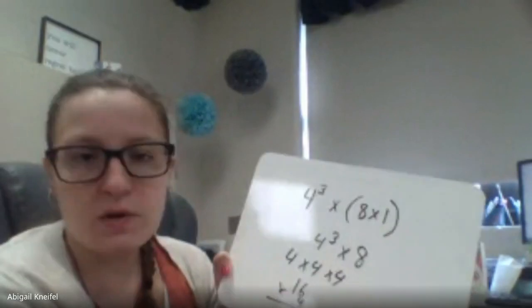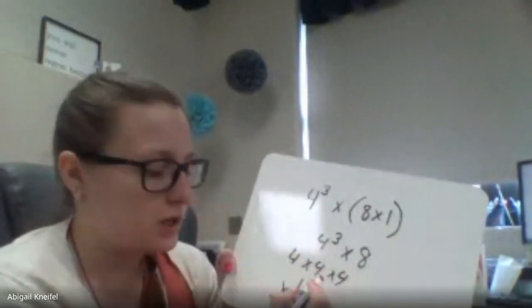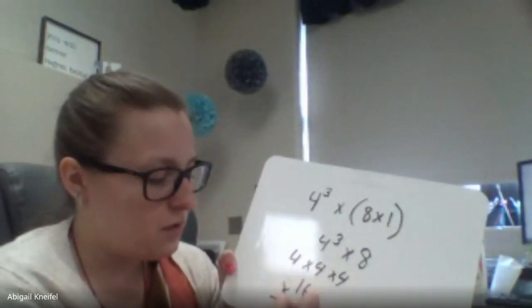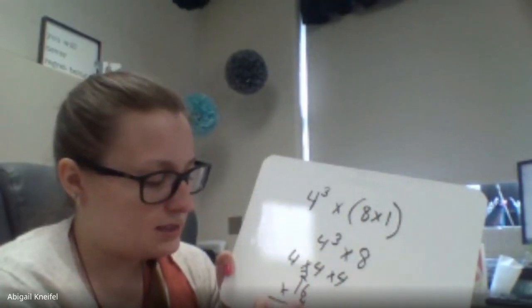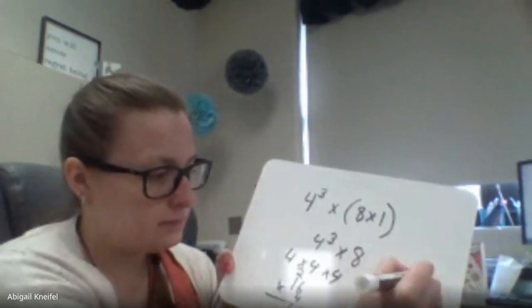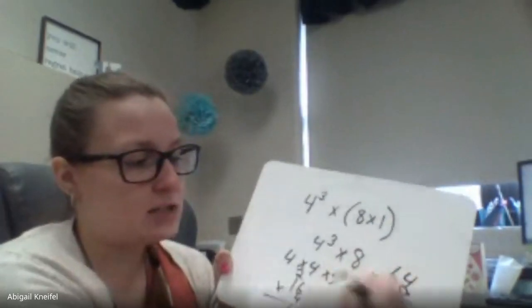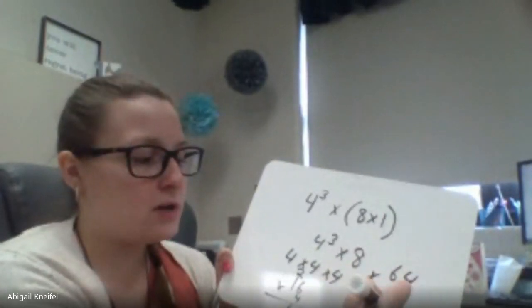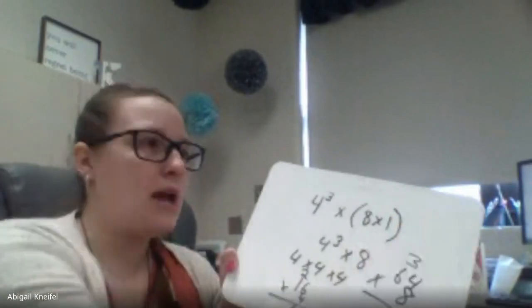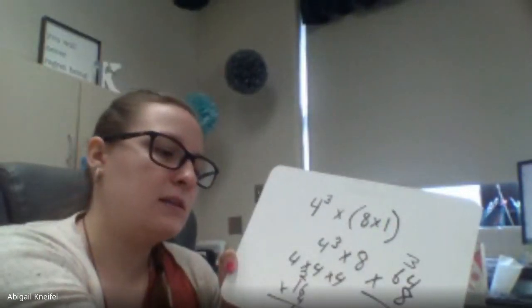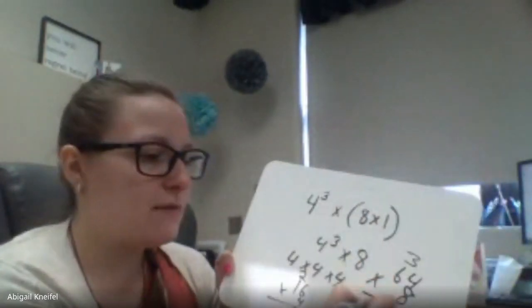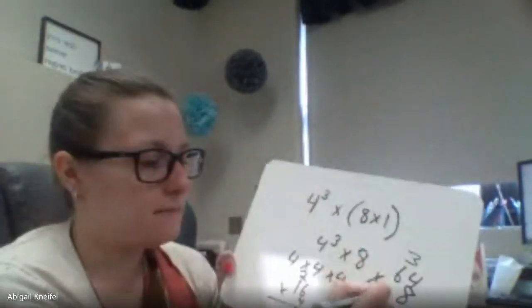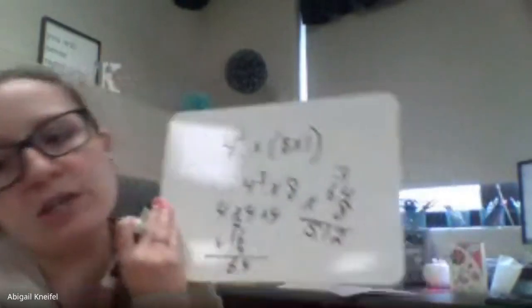Mrs. Kneifel doesn't know what that is off the top of her head. So guess what? She's going to have to work it out. 6 times 4 is 24. Carry the 2, 4. Now she has 64 times 8. Oh my gosh, that's a big one. 8 times 4 is 32. Carrying my 3. 8 times 6 is something. 48 plus 3, 48, 49, 50, 51. 512.